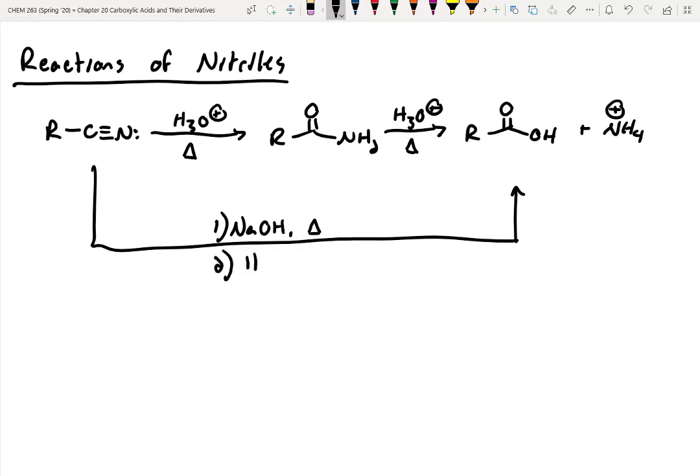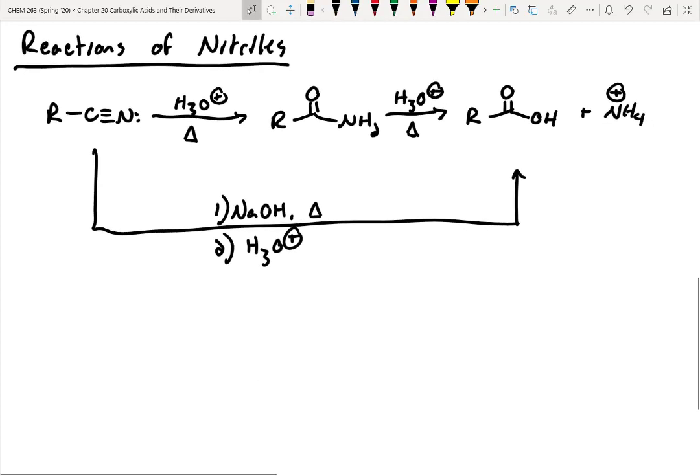And then a second way of accomplishing this is by treating this with sodium hydroxide and heat, followed by acid. So this would be the base mechanism rather than the acidic mechanism shown above. So just like with amides, these will work under either conditions, and we can push it all the way back to the carboxylic acid.